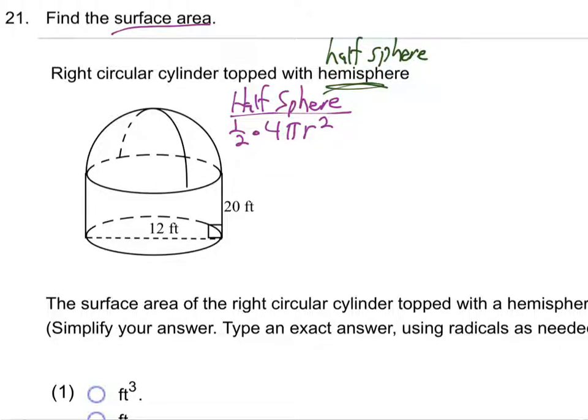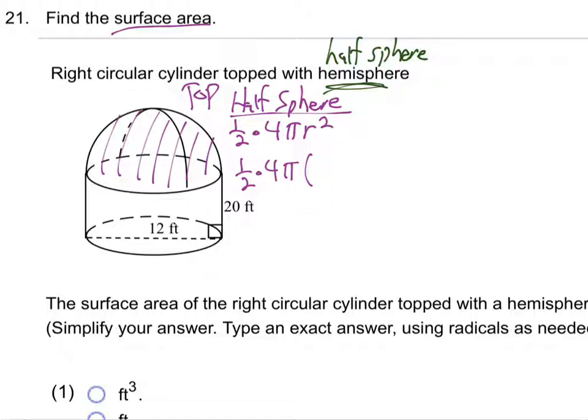And so we have the half sphere. That's the top. And then, right, because that'll be this top. And then we have, well, here, let's do that part first. So a half times 4 times pi.